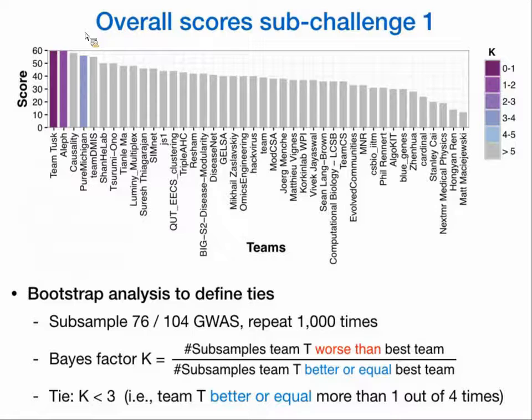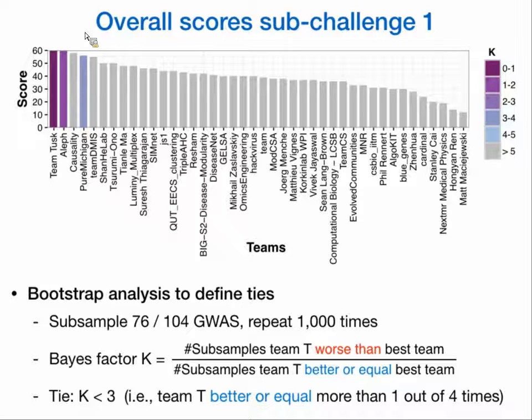So these are the results for sub-challenge one. You see that we have two teams that tie with a score of 60. That's overall over six networks. And we did a bootstrap analysis to see if these differences are significant, and how often a team's ranking changes if you vary the GWAS datasets a bit. So we subsampled 76 GWAS datasets out of the 104, which is the number of GWAS datasets in the leaderboard set, so that's why this number.